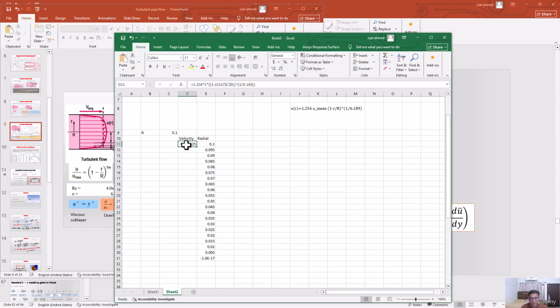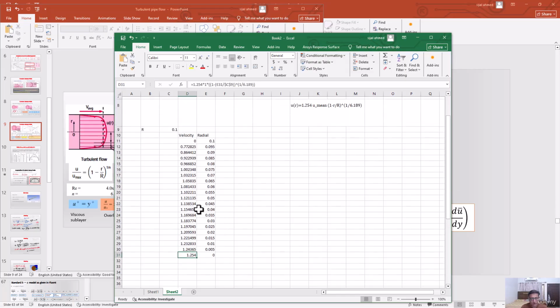So this value should become 0, 1 minus r upon R. This is not 0 because we are putting the value at cell number 12, not 11. This becomes 0. So drag this value. This is exactly 0, and the maximum velocity is equal to 1.25. So this is also confirmed here.